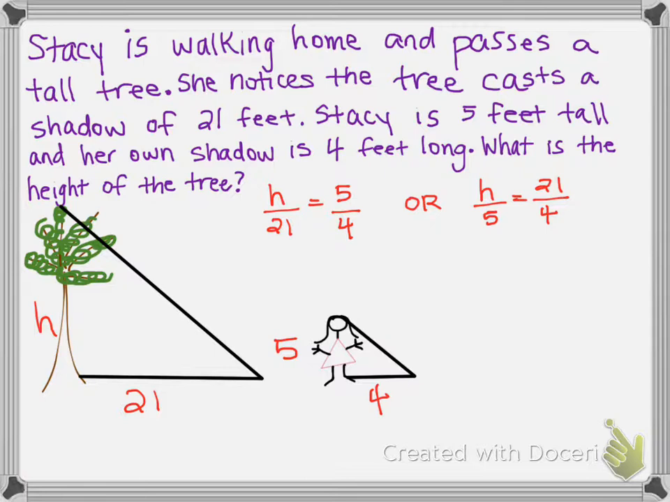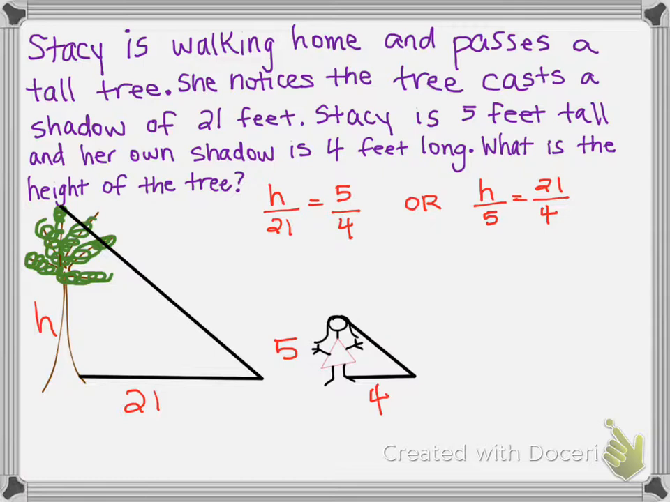Or perhaps you compared the two heights together first, h over 5, and then compared the two lengths of the shadows, equals 21 over 4. Notice that both the numerators come from the tree and both the denominators come from the person. So again, there's always two possible ways to set up a proportion. As long as you're consistent with how you set it up, it's okay.